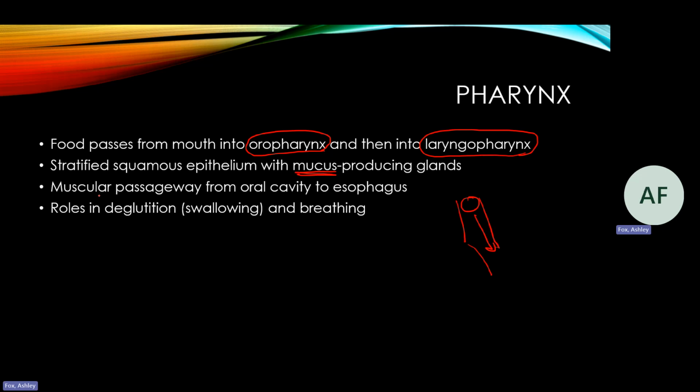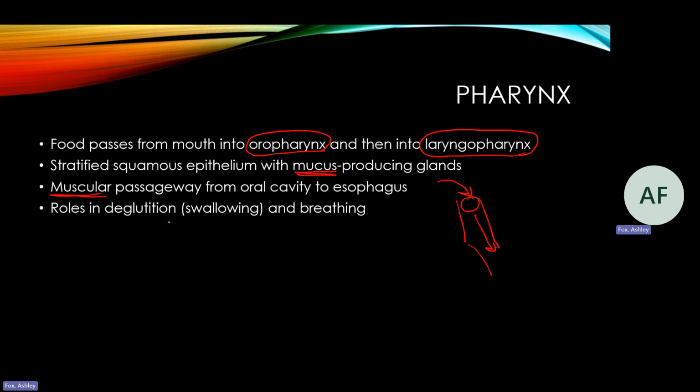The pharynx is muscular, so it's made of skeletal and smooth muscle, and then its connection again. We have the nasopharynx, which is the connection posterior to the nasal cavity as well. But this is the connection between the oral cavity and the esophagus. So things that you're swallowing from your oral cavity go into the pharynx and lead into the esophagus.